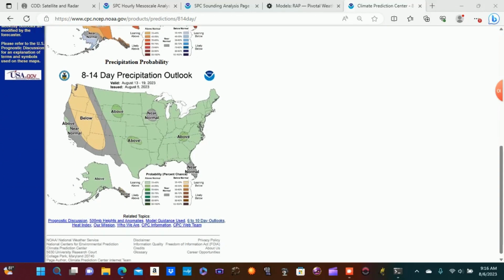And then we look at the precipitation outlook, forecasting mostly above average precipitation for a large part of the country, with the exception of the western interior of the U.S.